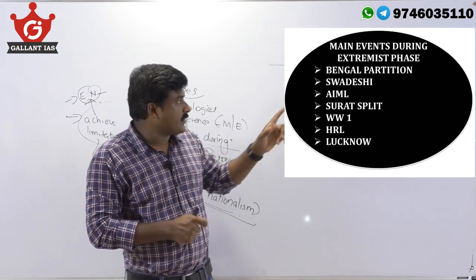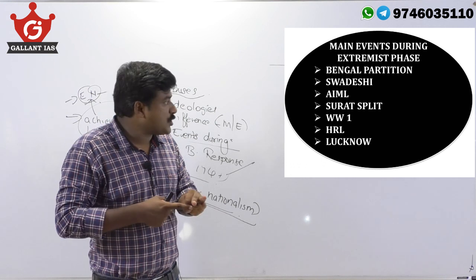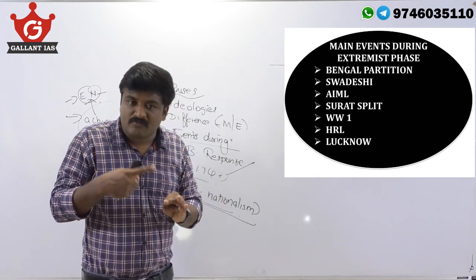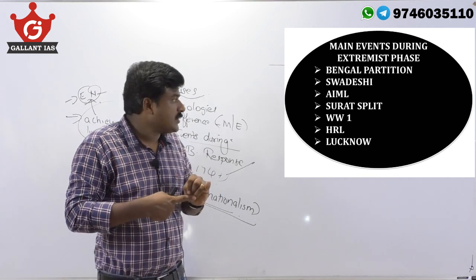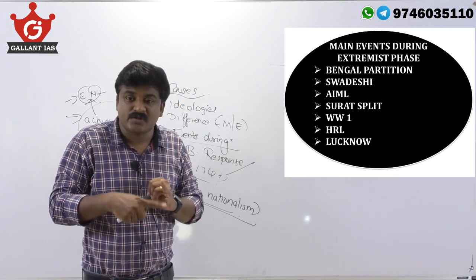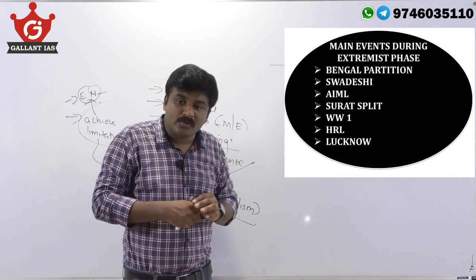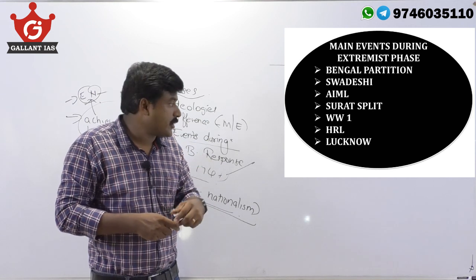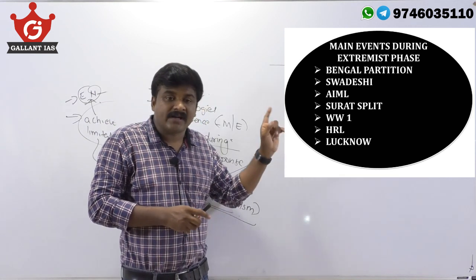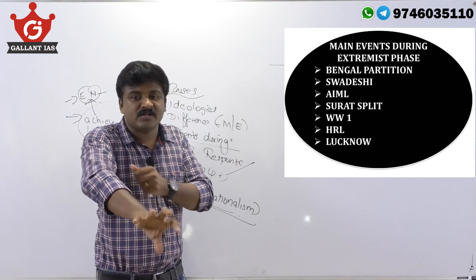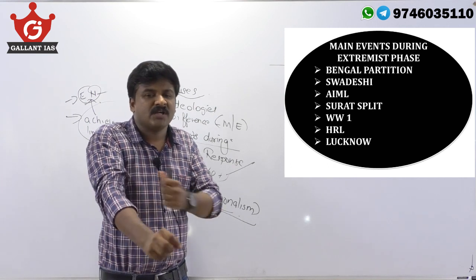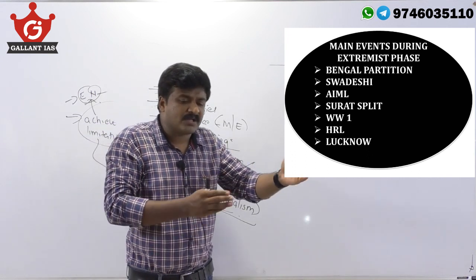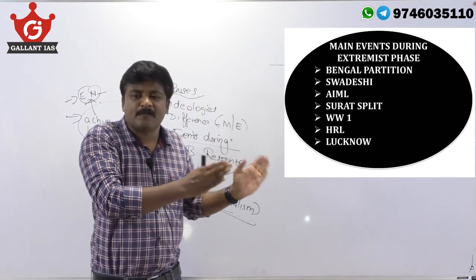Okay, so major events during the phase: Bengal partition, then the anti-Bengal partition movement, Swadeshi movement, then formation of the All India Muslim League, Surat split, then the condition during World War I, then the Home Rule League movement by Annie Besant and Bal Gangadhar Tilak, their causes and consequences, then the Lucknow session and Lucknow Pact. So what were the major events which happened during this extremist phase? Just like a movie, different sequences of Bahubali, or the major incidents of a particular movie, you can approach this that way also.